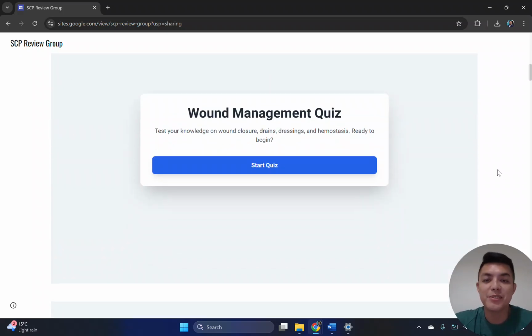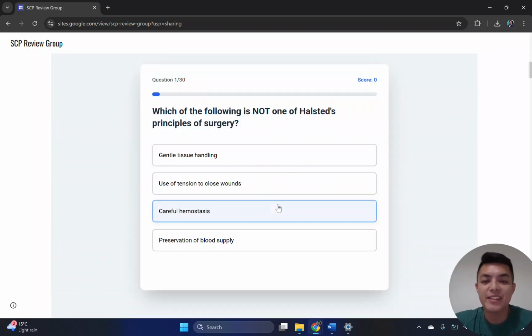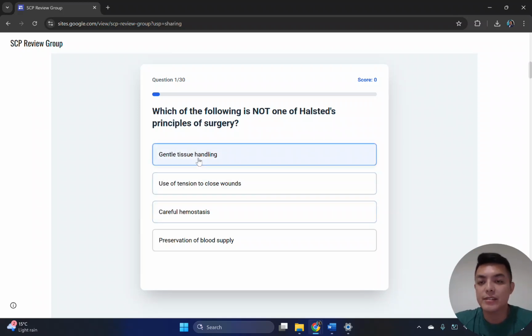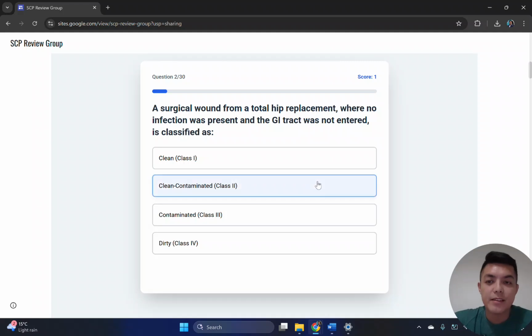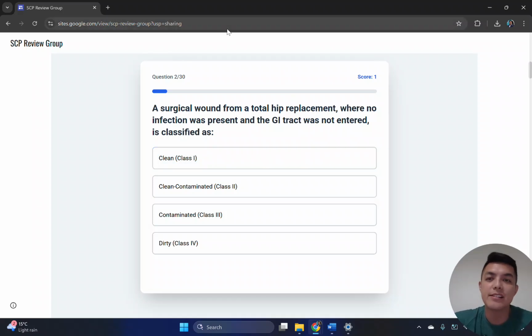Next, let's go to the wound management quiz. Which of the following is not one of Halsted's principles of surgery? This one: use of tension. Next is a surgical wound. I encourage you to answer this. I'll see you in the next video.